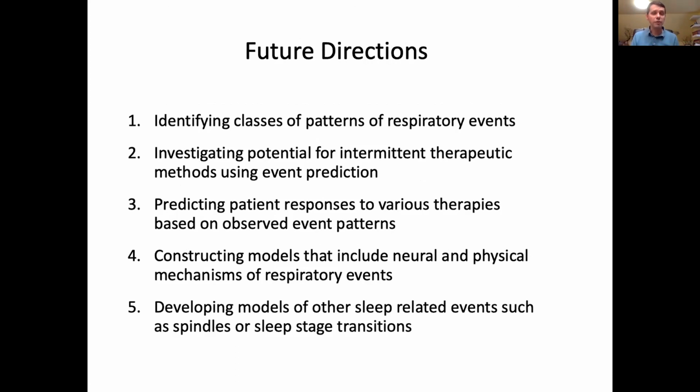One idea that might be worth exploring is whether there's potential for therapies that are based on the increase in predictability of events that come from these models. So maybe things like intermittent CPAP, where the amount of air that's being blown through changes as a function of whether or not events are likely to occur in the next period or so. And then finally, I've focused here only on sleep disordered breathing and on respiratory events. You can think of many other types of events, things like sleep spindles or sleep stage transitions that might also be well fit using these types of point process models.